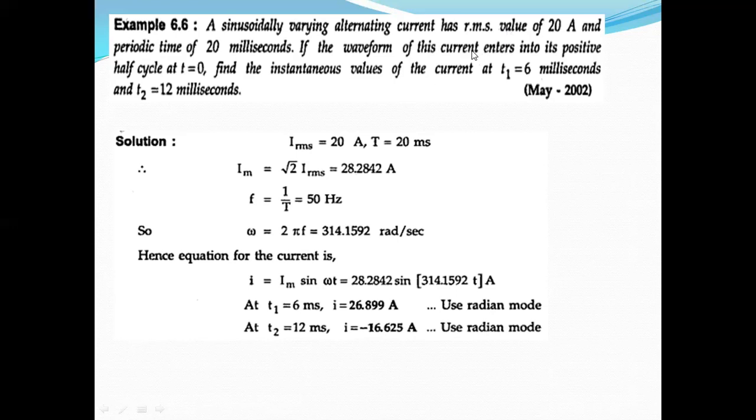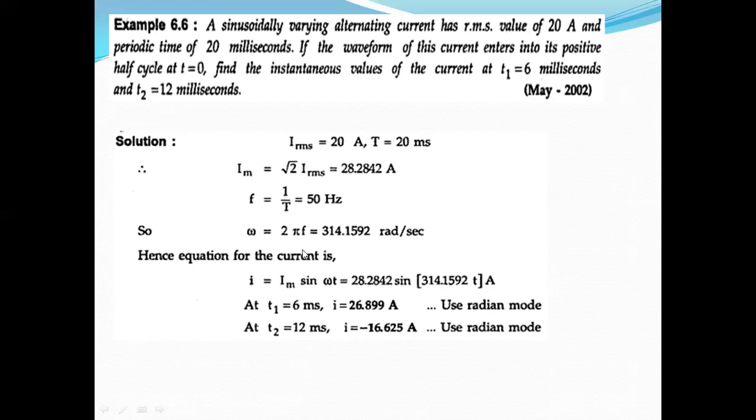Now for frequency, the time period is given. The time period T is 20 millisecond. So frequency is 1 upon T, which is 1 upon 20 millisecond. So it is 50 hertz. Omega is equal to 2 pi f, the angular frequency. It is 314.1592 radian per second.